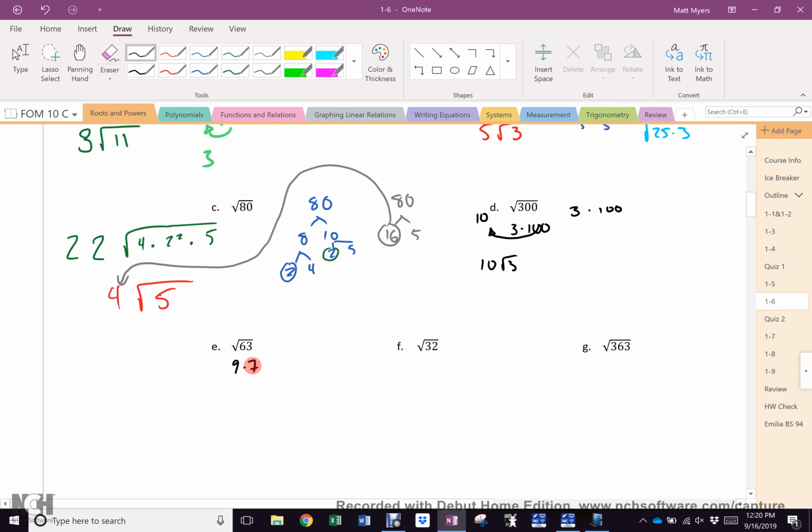9 and 7 or 7 and 9. Why would you use 7 and 9 instead of 21 times 3? Why? Because 9 is a perfect square. So what's coming out here? 3. And what's staying under there? Underwear. 7.